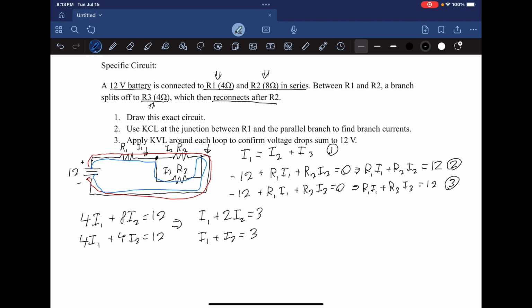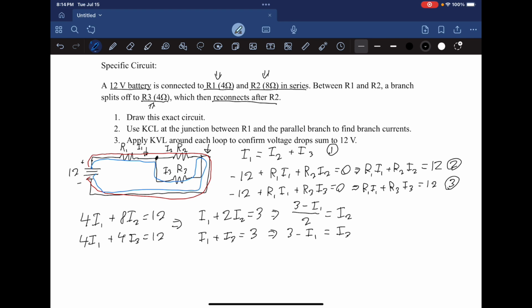So now that we have this, we can easily plug it into equation 1. I'm going to choose to solve for both equations in terms of I1. So our top equation, 2I2, we'll subtract I1 and then divide everything by 2. So 3 minus I1 over 2 equals I2. And then the bottom equation is just 3 minus I1 equals I3. So now we have two equations here that are only in terms of I1.